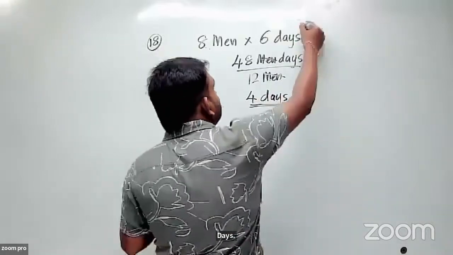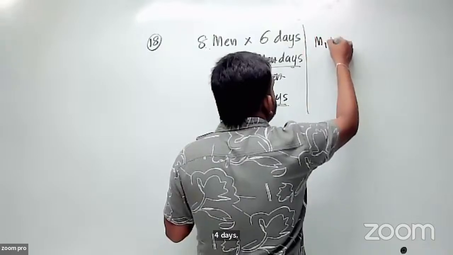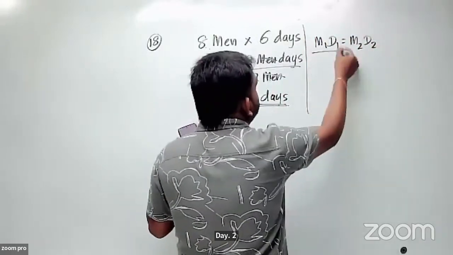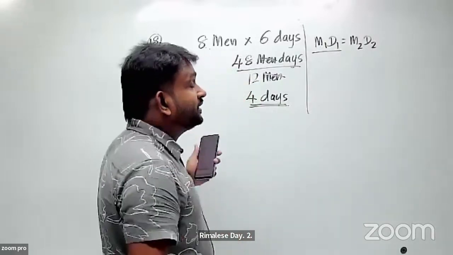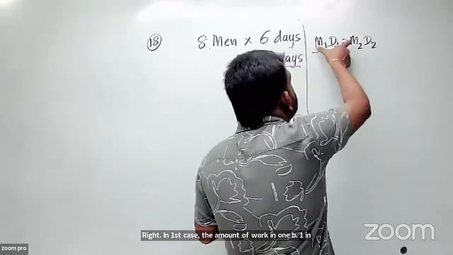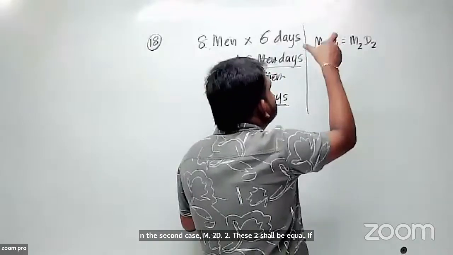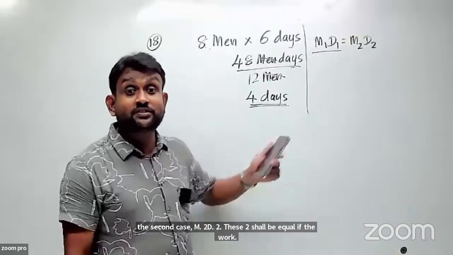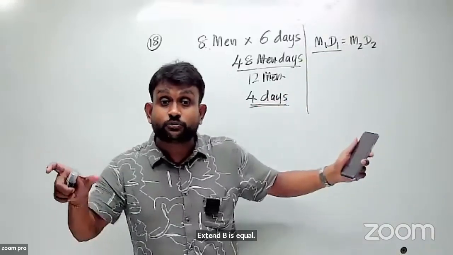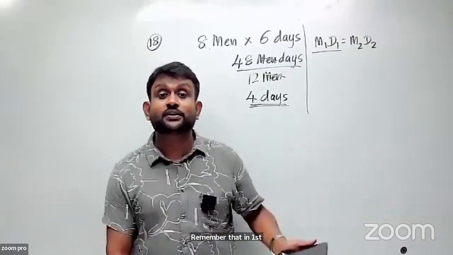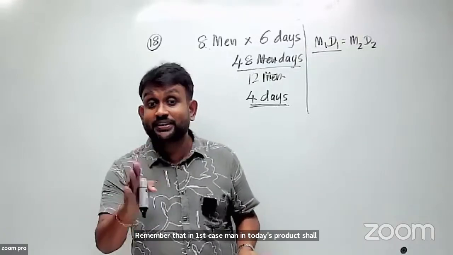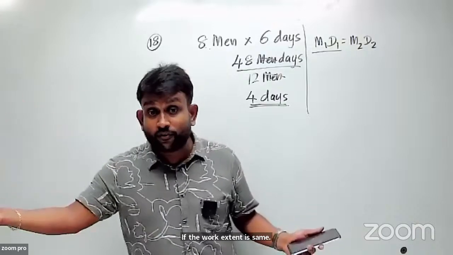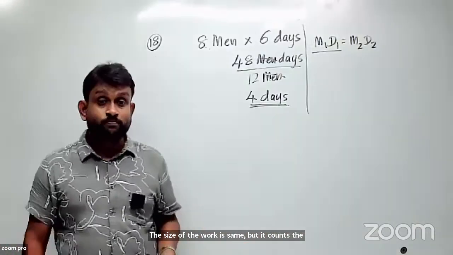I have made an equation for this: m1 d1 equal m2 d2. Right, in the first case the amount of work m1 d1, in the second case m2 d2. These two shall be equal if the work extent is equal. Remember that in the first case the men into days product shall equal the second case men into days product if the work extent is the same. The size of the work is the same, but if half of the work comes, it cannot be equal.